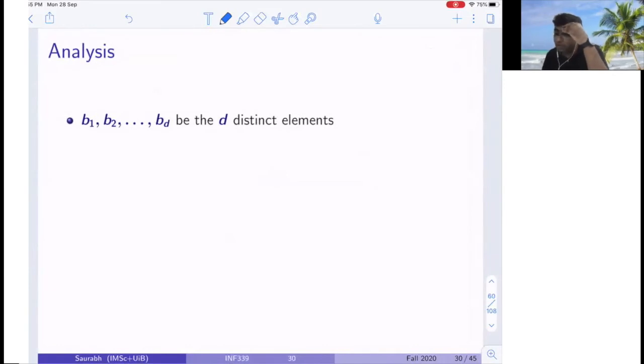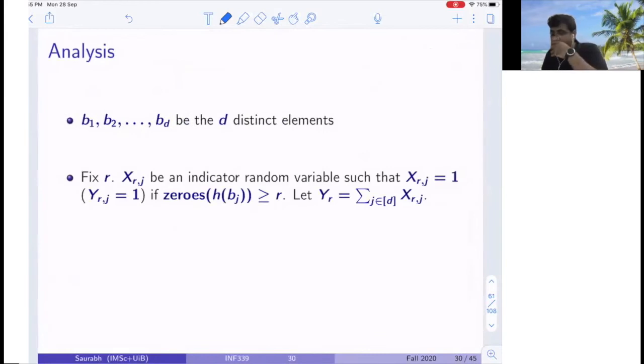So suppose b1 to bd are the d distinct elements. Fix r. So we are fixing r, and let X_rj be an indicator random variable so that X_rj equal to 1.